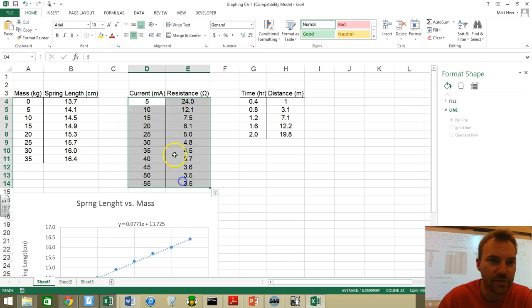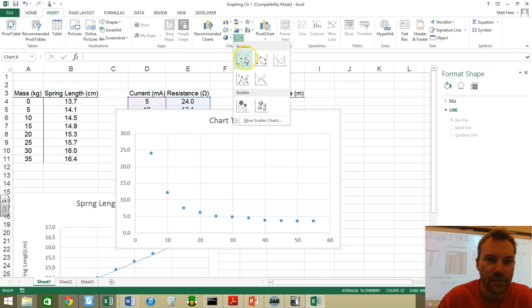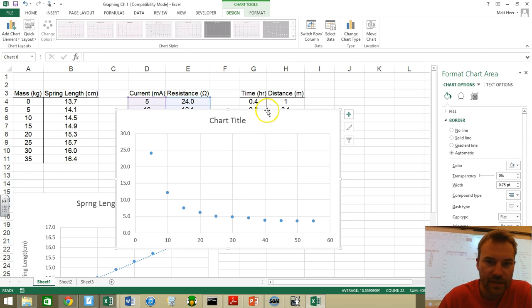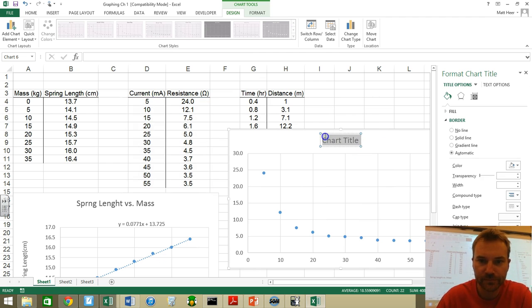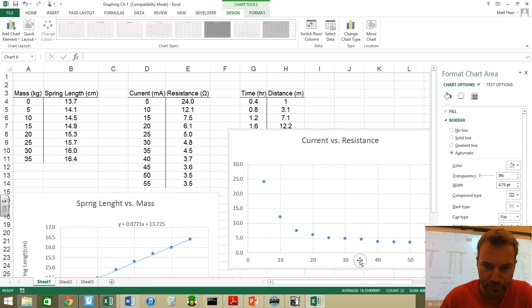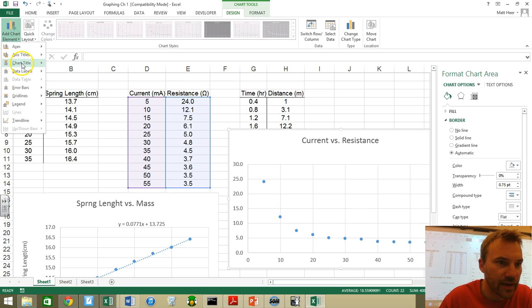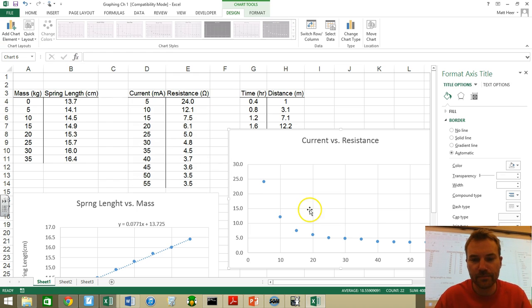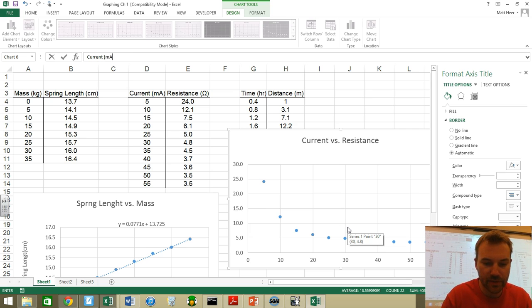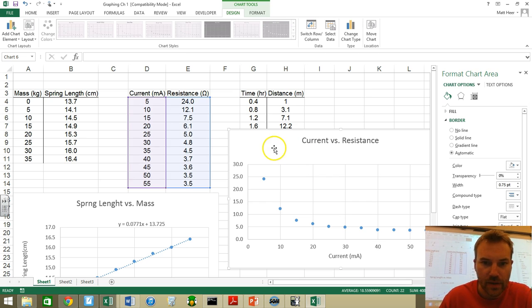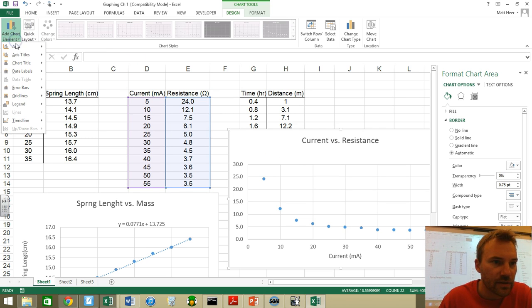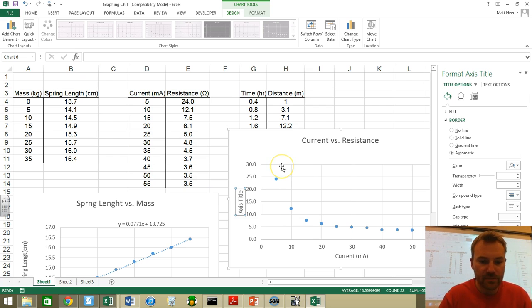So let's do our next one. We'll highlight our values, insert a trend line. There it is. Scatter plot. We'll title it appropriately. Current versus resistance. I'm going to give it my axes titles, horizontal. That was current in milliamps. And then I'm going to give it a vertical. It's going to be resistance in ohms.